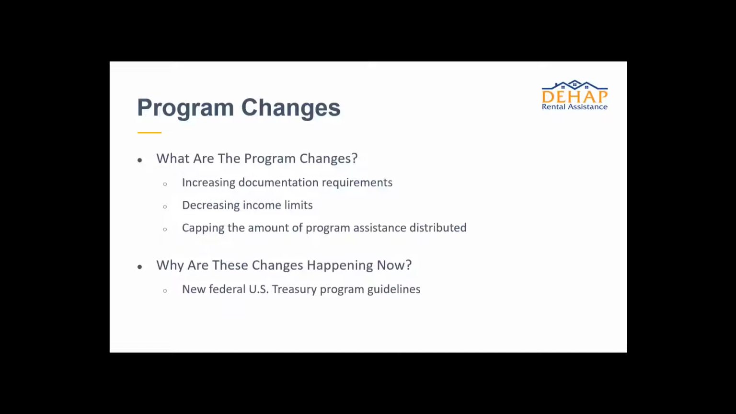We'll also be capping the amount of program assistance that's distributed. Currently we're an up to 18-month program, and we pay up to $2,000 a month in rent, and that rental amount will be changing as well. Again, these changes are happening because of our federal U.S. Treasury program guidelines, and we're moving again from one funding stream to another one.